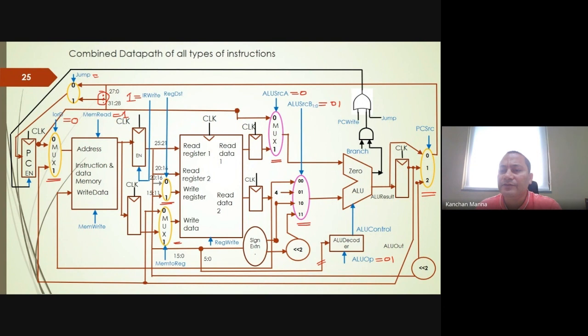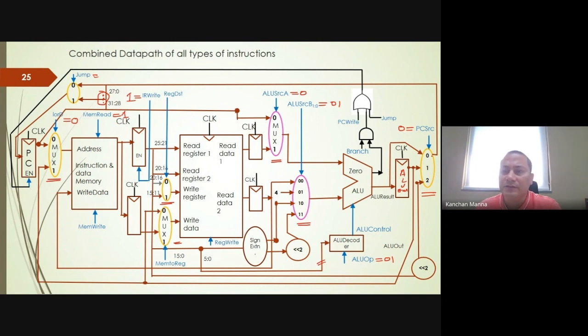So PC plus 4 would be available here, and you remember we are not storing the PC plus 4 in the ALU out. So this is the ALU out register. Remember, now it is bypassing that register. So we have to provide PC source as 0. Got it? Then the value is available.